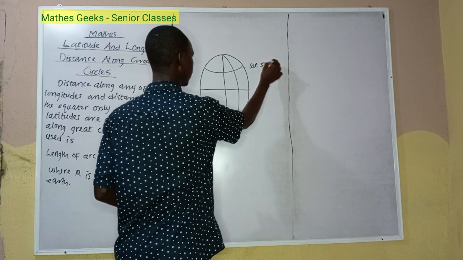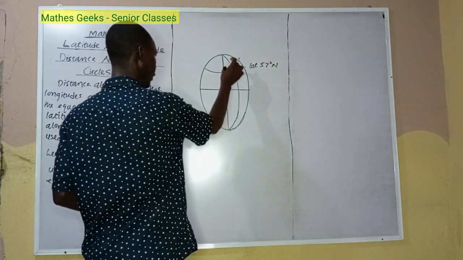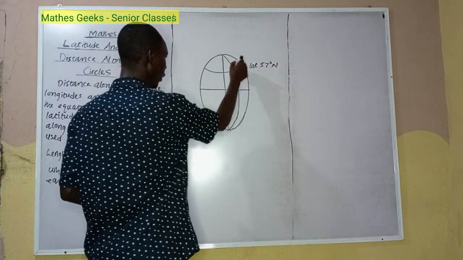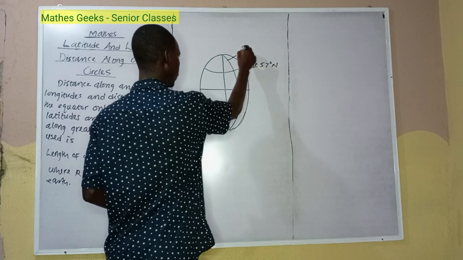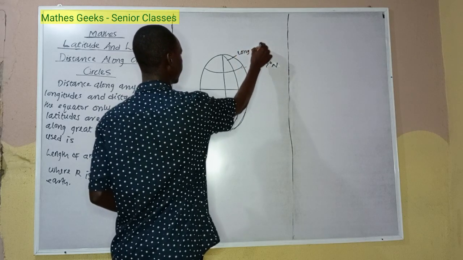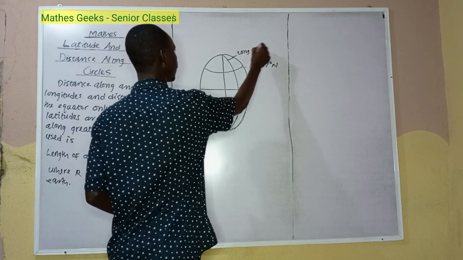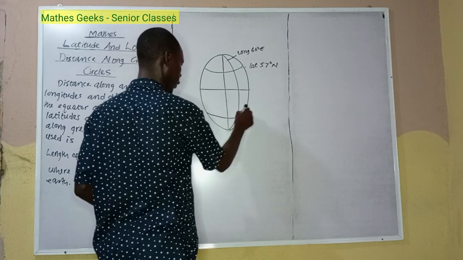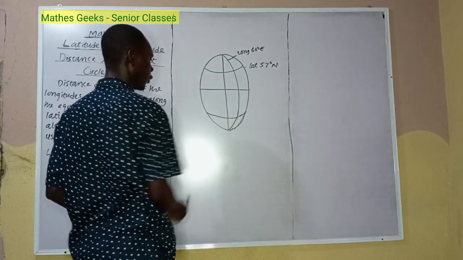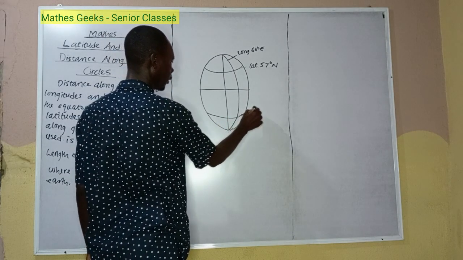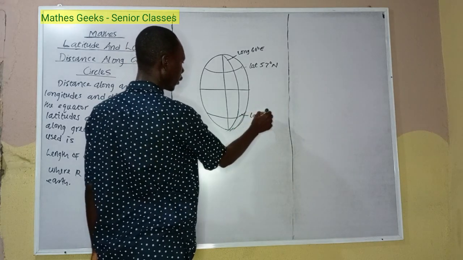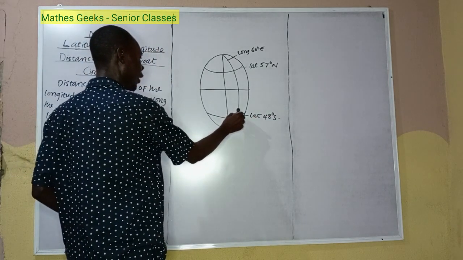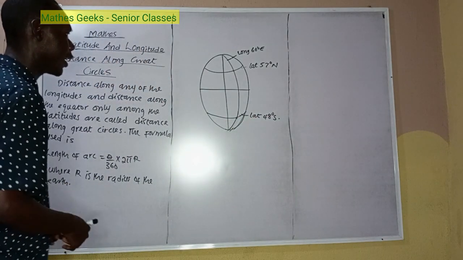Let's say 57 degrees north, and this point is intersected with the longitude, which is, let's say, longitude 60 degrees east, right? And let's say another point intersected with another line of latitude on this longitude, and this will give us a latitude, let's say 48 degrees south. So you see that both points lie on the same longitude.